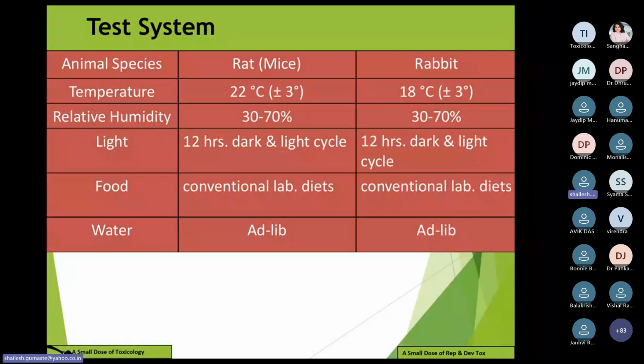So what are the rat, mice and rabbit temperature requirements? These are the temperature requirements: 22 degrees plus or minus 3 degrees, 80 degrees plus or minus 3 degrees. These are the relative humidity requirements: 12-hour dark and light cycle, conventional lab diet, and water should be ad libitum. Healthy young adult nulliparous females could be used. Acclimation can be done as per the study plan, 5 days or 7 days. Uniform age and weight. The females from the male of the same species and strains to be used.